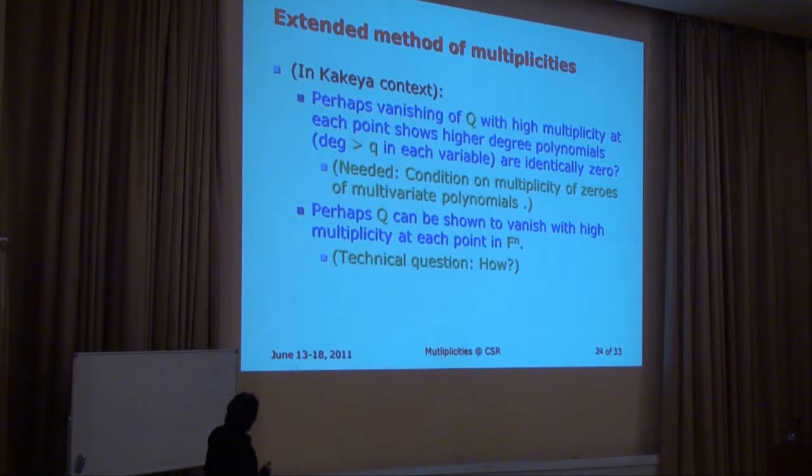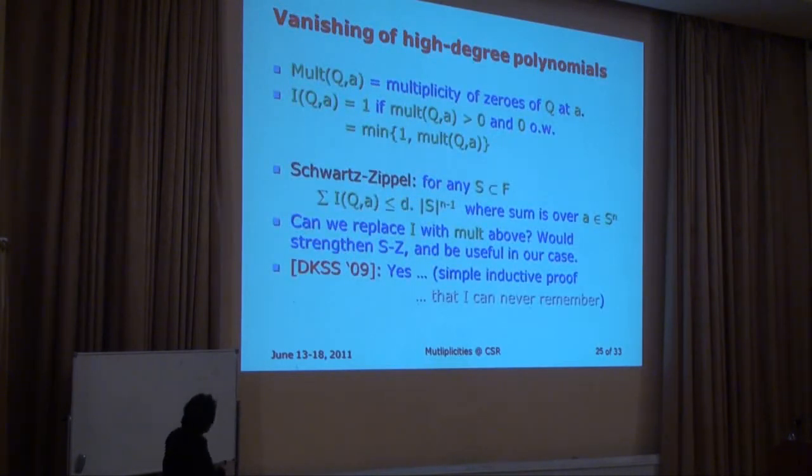So maybe we can hopefully somehow show that the polynomial vanishes with high multiplicity at each point, and maybe we can also use this. So both of these were maybes, and then in the work with Dvir, Kopparty, Saraf, we actually were able to implement this plan. So let me tell you a little bit about how that goes.